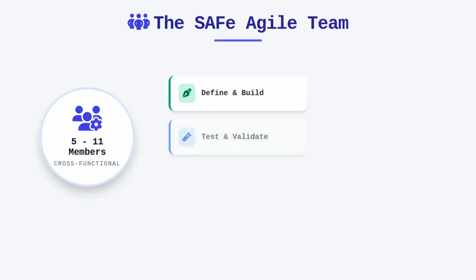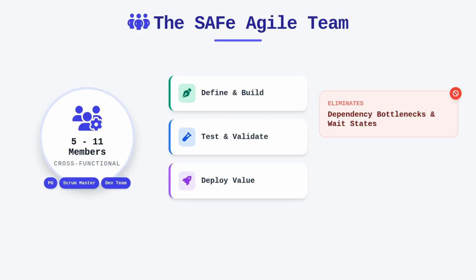In SAFe, an agile team is defined as a cross-functional group of 5 to 11 individuals who possess all the necessary skills to define, build, test, and deploy increments of value. This implies that the team is not merely a collection of specialists, but a cohesive unit capable of executing the full development lifecycle for its assigned work. By integrating roles such as the Scrum Master or Team Coach, the Product Owner, and the Development Team, we effectively eliminate the dependency bottlenecks that often plague siloed organizational structures.